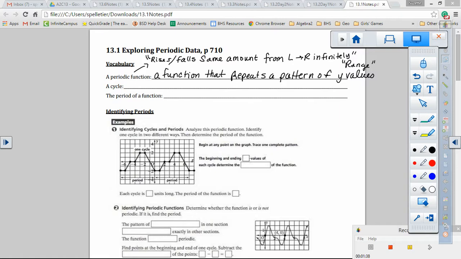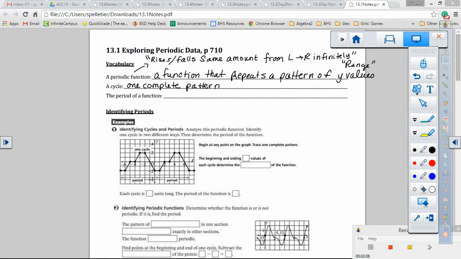Okay? A cycle, so this is a part of the periodic function. A cycle is one complete pattern. So in other words, remember that the function is a pattern that repeats over and over and over. So up and down, up and down, over and over. So this is one complete section, and then it starts to repeat again.